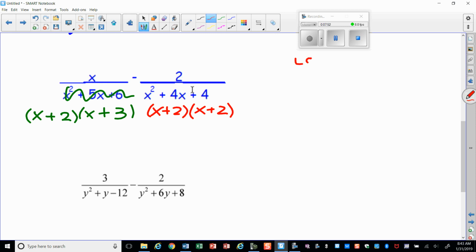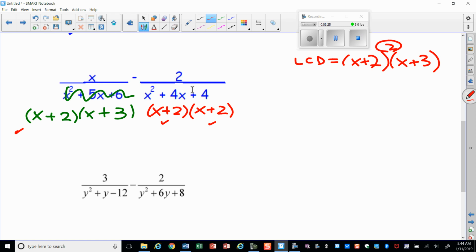So now I'm looking at my least common denominator. I need to have all the factors. So I have to have an x plus 2 and an x plus 3. Right, so that takes care of that. Now I've already got, and these are both x plus 2's, right? So I have one already, but if this is squared, this says I have 2, then I have to make that squared. With least common denominator, it's always the highest exponent.